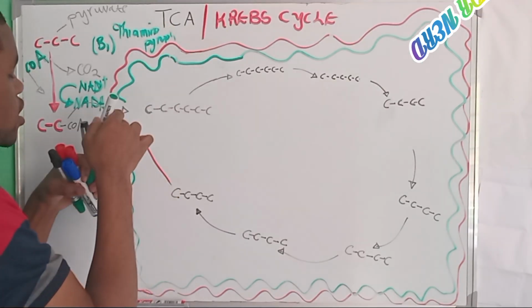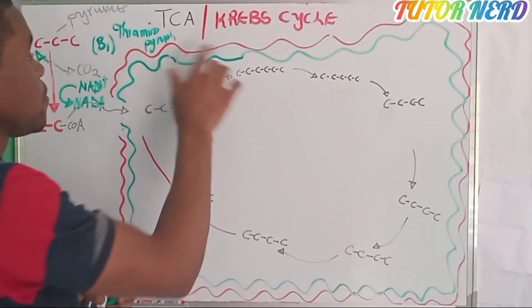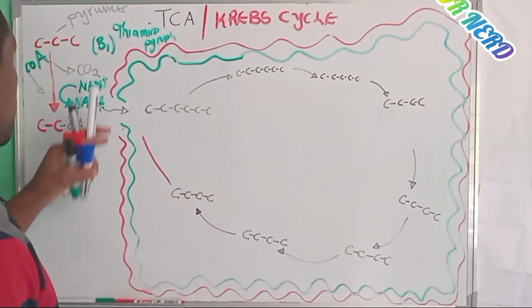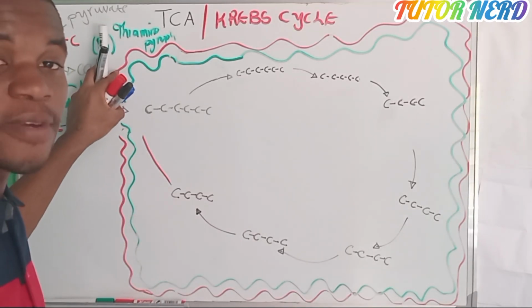Pyrophosphate. Now it is also sometimes referred to as what? TPP, because it is thiamine pyrophosphate. Okay. So now it is that one. It is a derivative of vitamin B1.